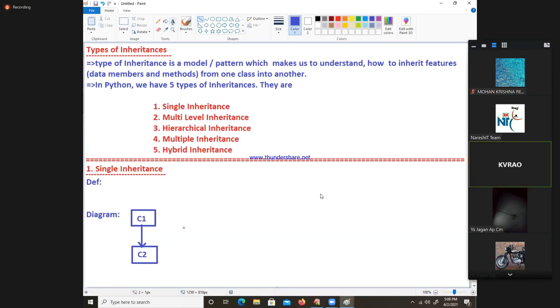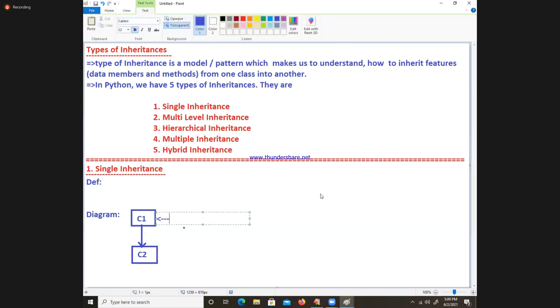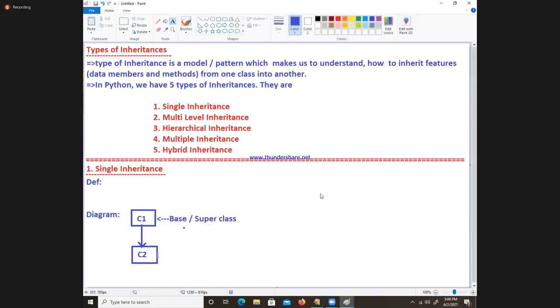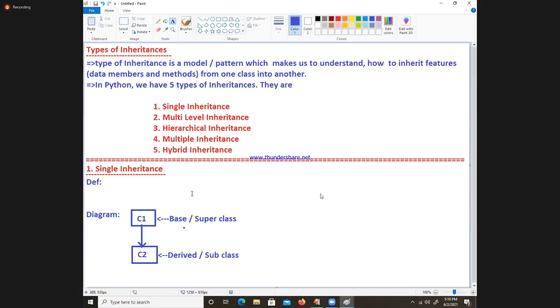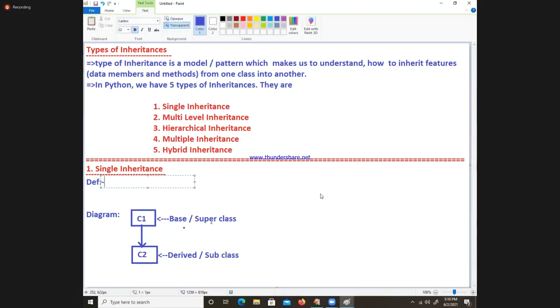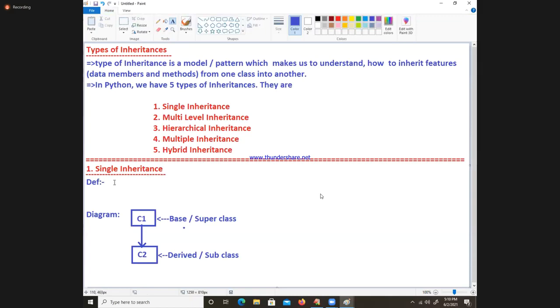Now tell me, by looking at that model, C1 is called which class? Base or superclass. And C2 is called which class? Derived, or called subclass. We can call it a derived or subclass.